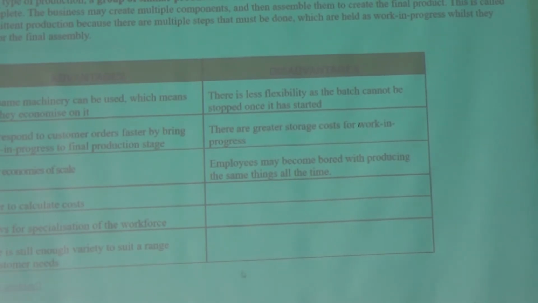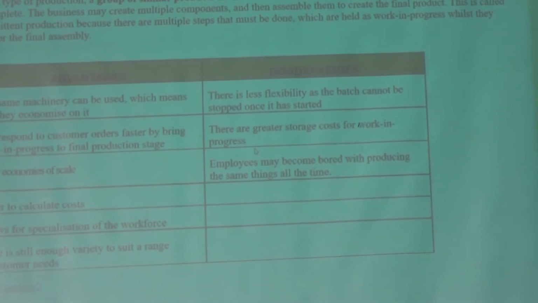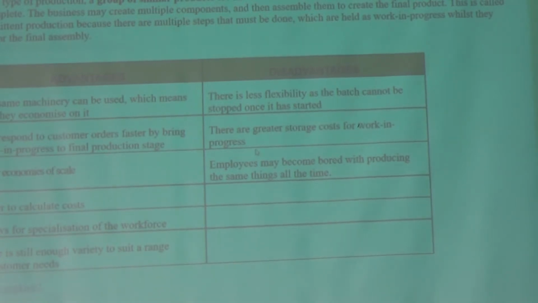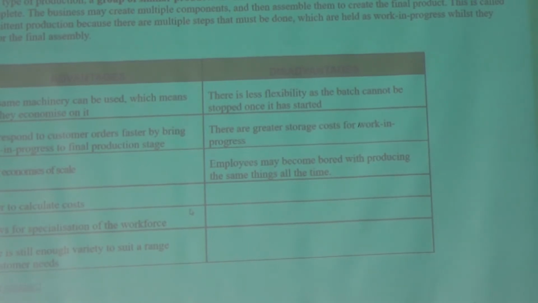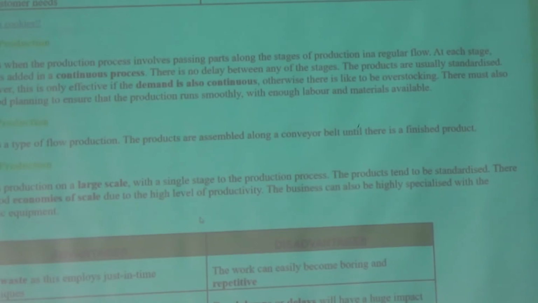Disadvantage: if you don't finish the batch when it started, you have extra waste. There are more storage costs because you have a bigger run of things to produce, so you have to make sure that things come on time and that you have storage for them. Third disadvantage is it could be a little less exciting than having a skill. Then you have line, flow and mass production, which are kind of similar.